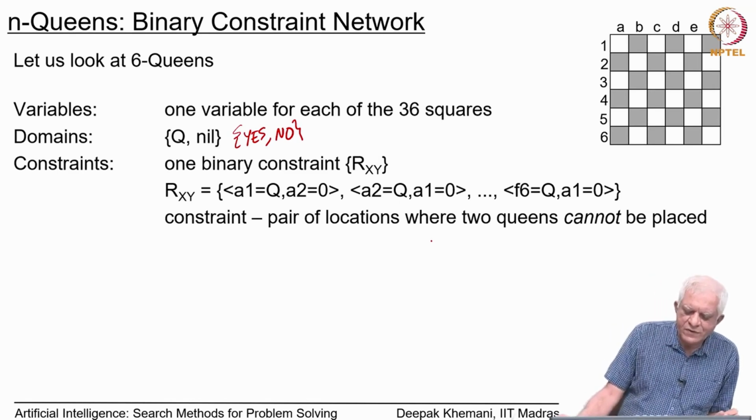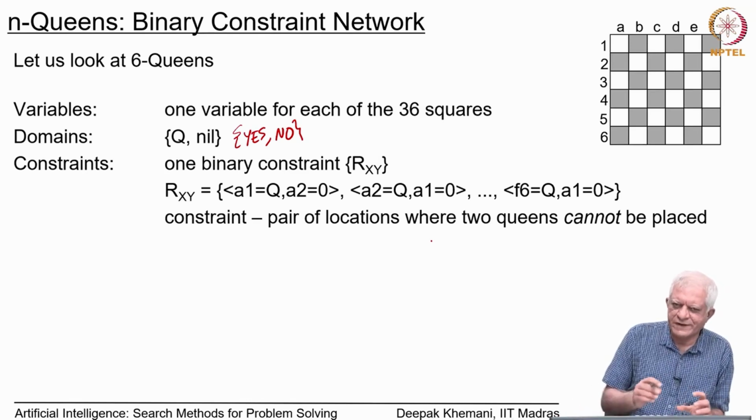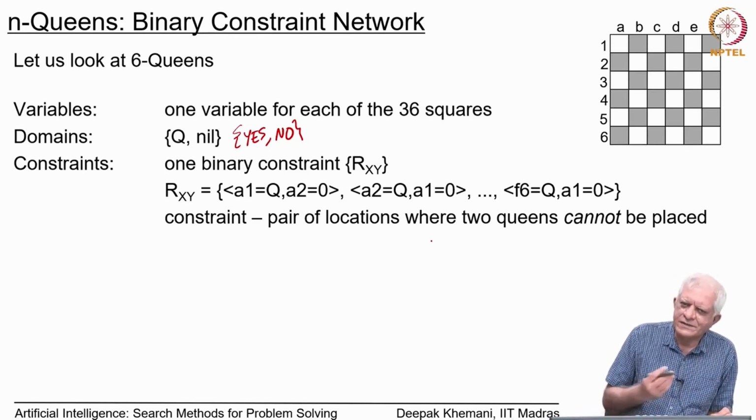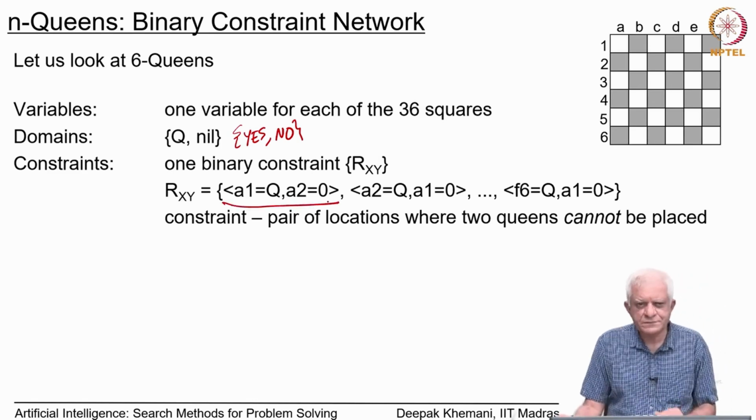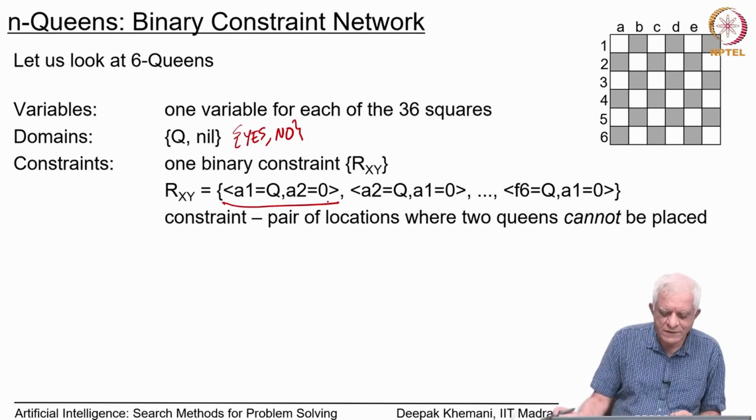And how do we specify the constraints now? Remember there are 36 variables here, and you want to say something about where you can place 2 queens. So, the explicit way of saying that is to do something like this. It says that you can place a queen on A1. So, what is A1? A1 is this one here.